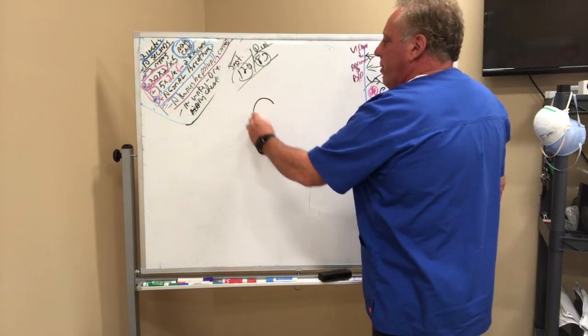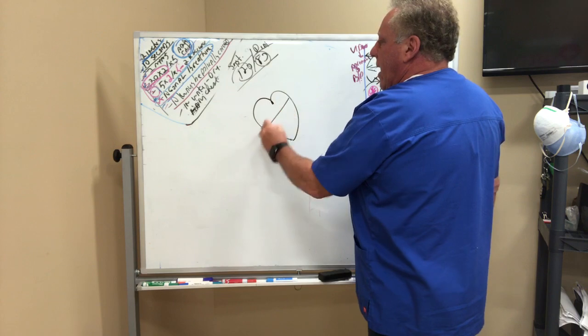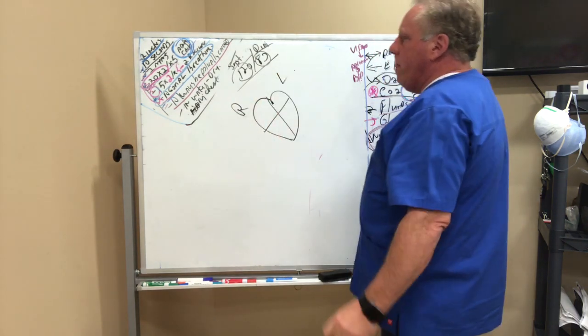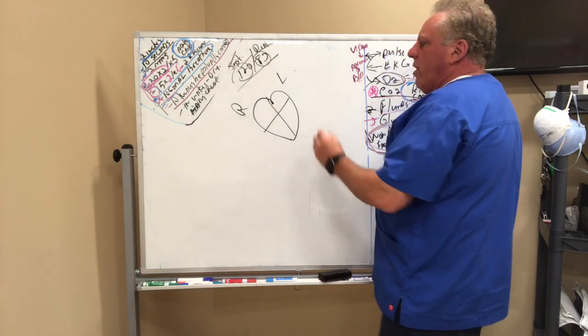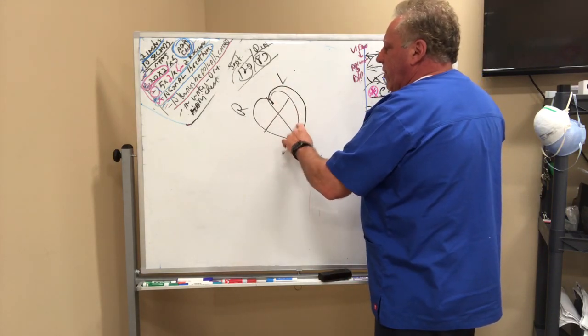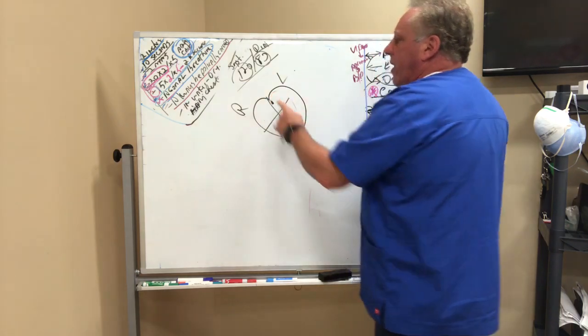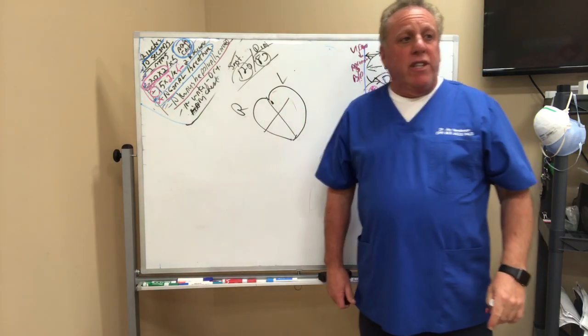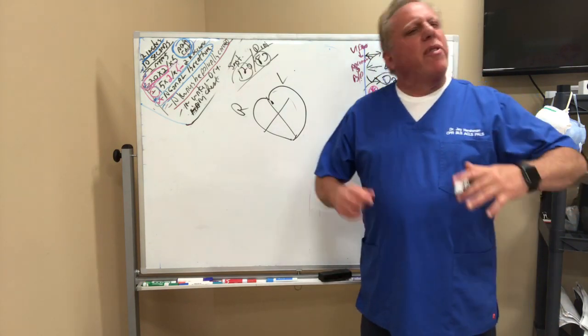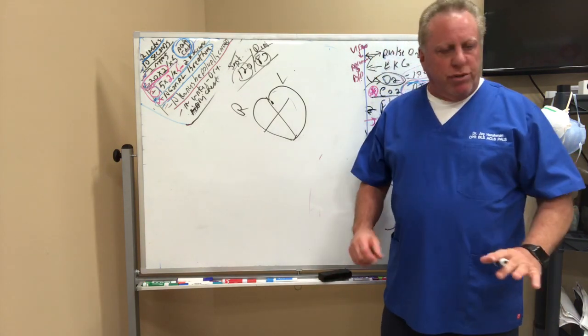I'm going to draw the heart for you here, and we're going to draw the four chambers, the right side and the left side of the heart. What we're going to be talking about is the left side of the heart, and when we talk about the left and right sides of the heart, physiologically, we talk about the pressures of the heart. We don't talk about the volume of the heart. We talk about the pressures of the heart.